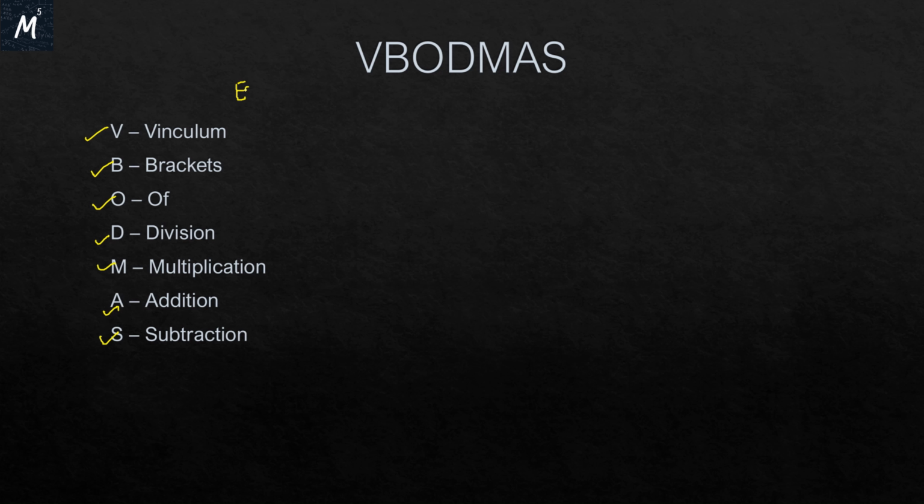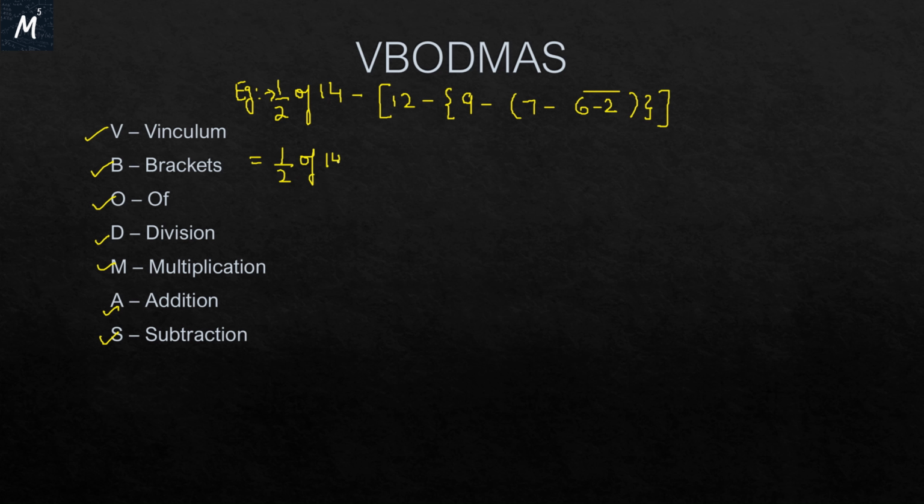So let us understand better with an example question. Half of 14 minus 12 minus curly bracket 9 minus 7 minus 6 minus 2 under a bar, and then close all the brackets. So this is the question. We could see a bar over here, everything else will not be solved. Firstly we'll start with 6 minus 2 which has got the bar on it. Everything else will be written the same. So 6 minus 2 is 4.